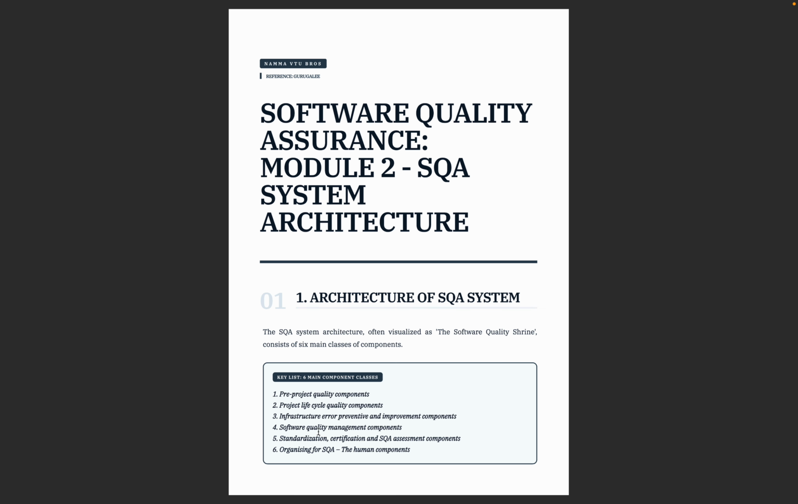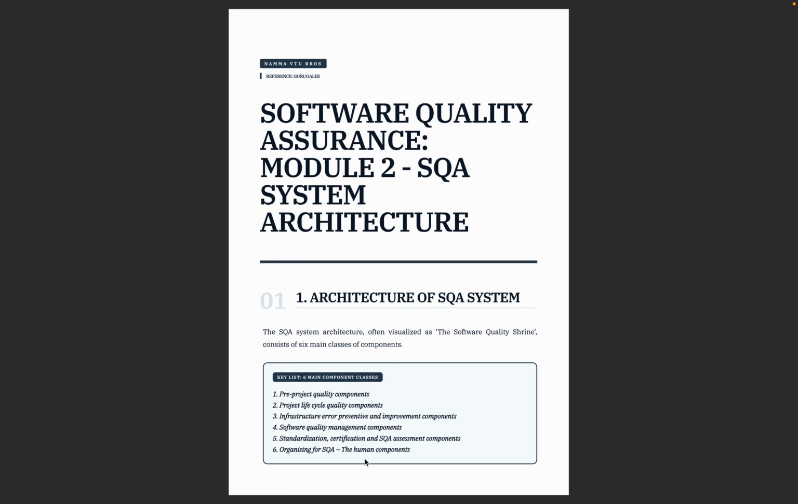Then comes software quality management components. Managers don't code, of course, so they control the quality. They control the quality using progress tracking, metrics and cost analysis. The next is standardization, certification and SQA assessment components. This makes sure that we follow the global rules, not just random jugaads.